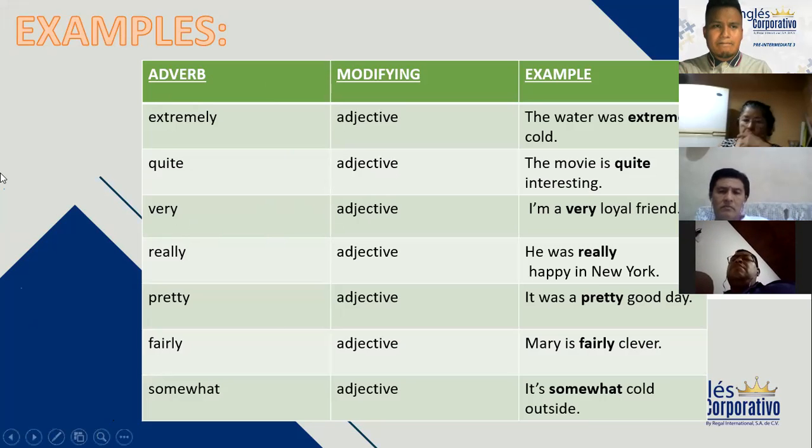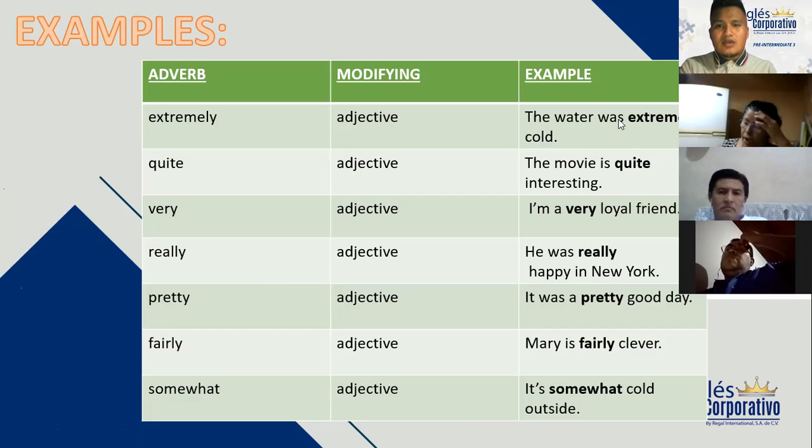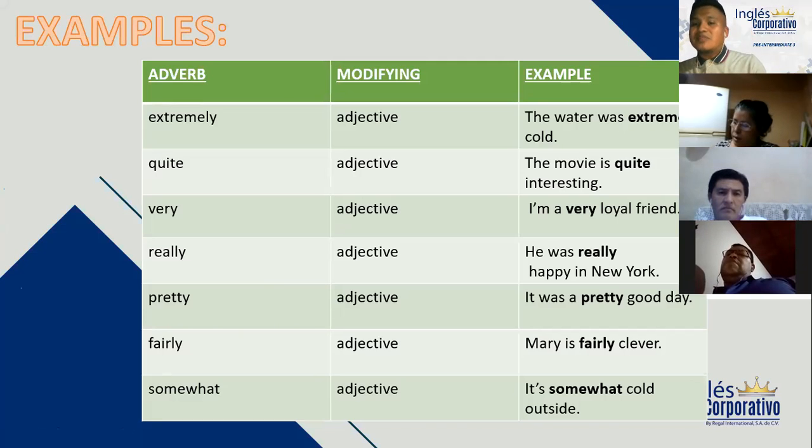Let me see. For example, here we have extremely. We have an example over there that says, the water was extremely cold. As you can see there, the adverb extremely is giving you an intensity, emphasizing and intensifying the action that the adjective is giving you. It says the water was extremely cold.